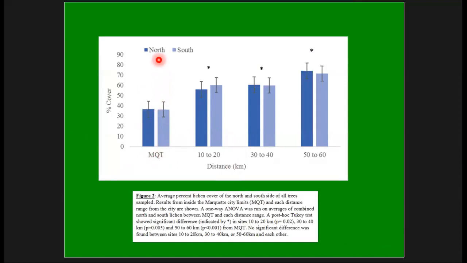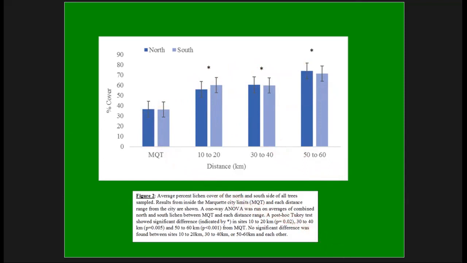She was looking at the tree trunks on the north side versus the south side, and you can see that there is this trend, however, that as you get away from the center of Marquette, you do see an increase in lichen abundance. So, not too much of a difference between north versus south, but these asterisks are saying that they are significantly different from the dead center of Marquette where she was taking samples.